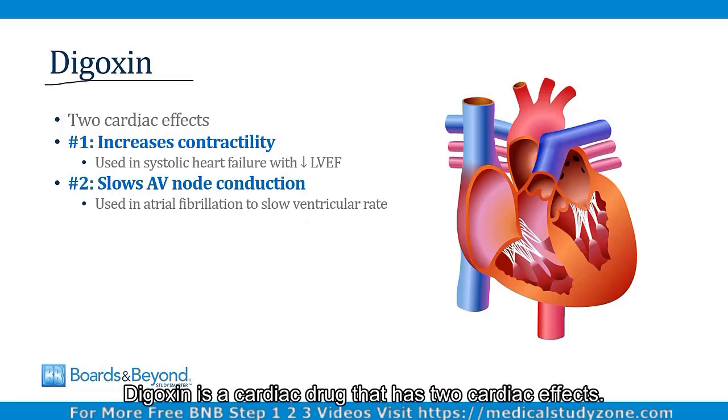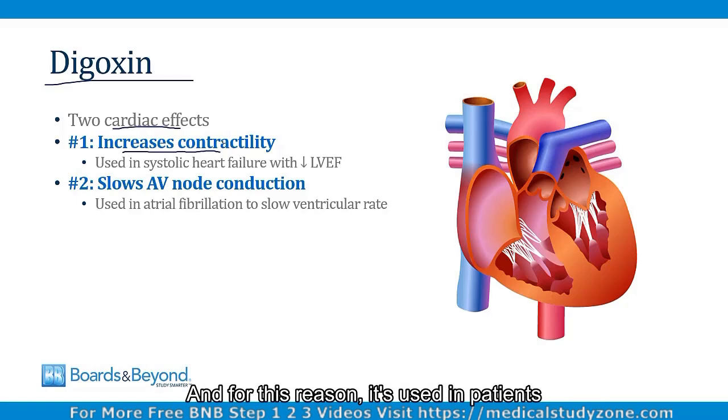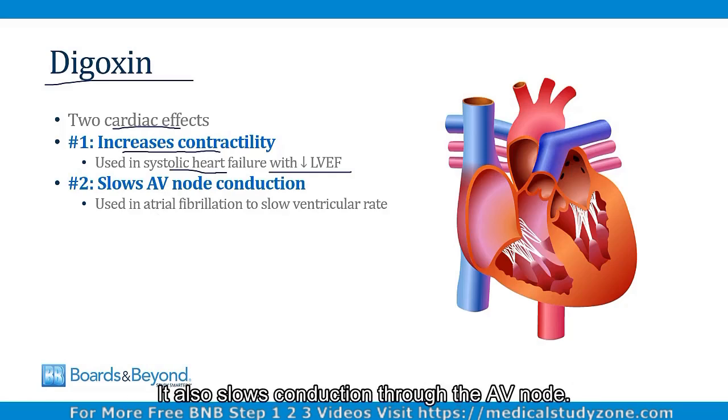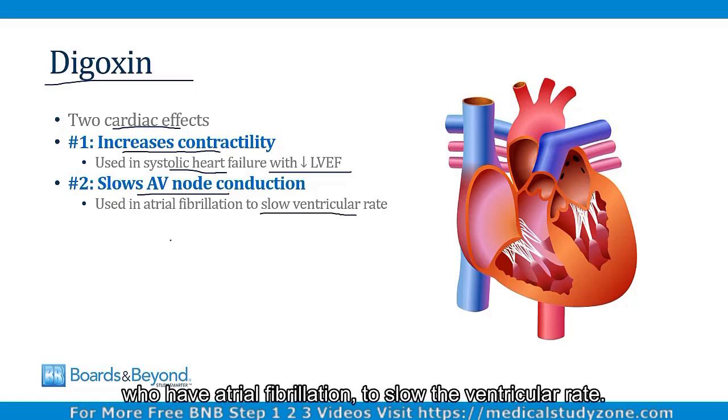Digoxin is a cardiac drug that has two cardiac effects. First, it can increase contractility of the left ventricle, and for this reason, it's used in patients with severe systolic heart failure who have a very low left ventricular ejection fraction. It also slows conduction through the AV node, and for this reason it can be used in patients who have atrial fibrillation to slow the ventricular rate.